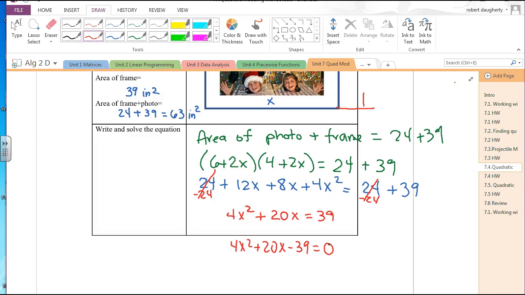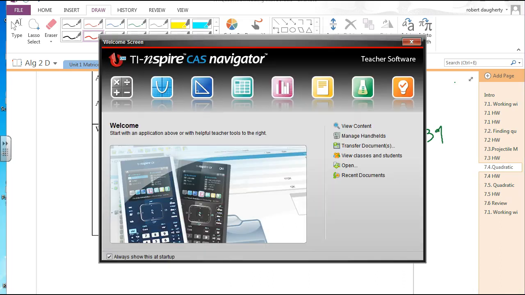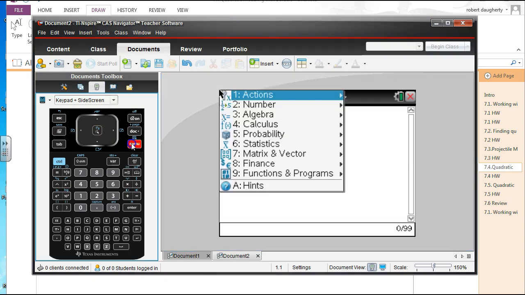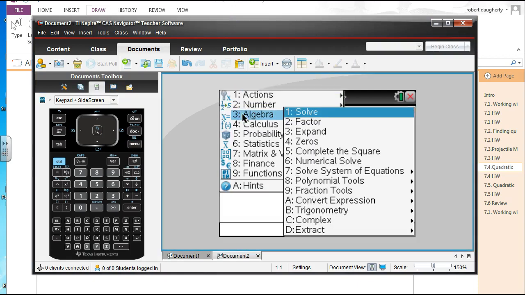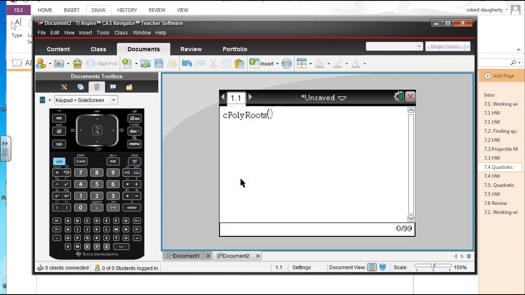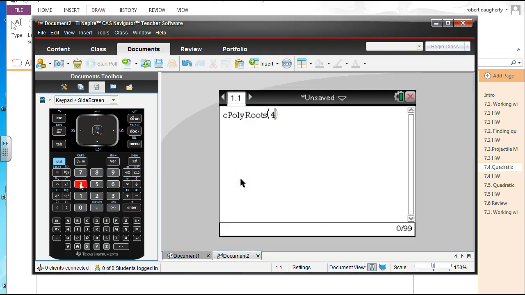Easiest way is with your TI Nspire. So if I go over here and say menu, algebra, polynomial, complex roots, 4x squared plus 20x minus 39 comma x. So solve 4x squared plus 20x minus 39 equals 0. Solve that for x and you get two numbers, negative 13 halves and 3 halves.